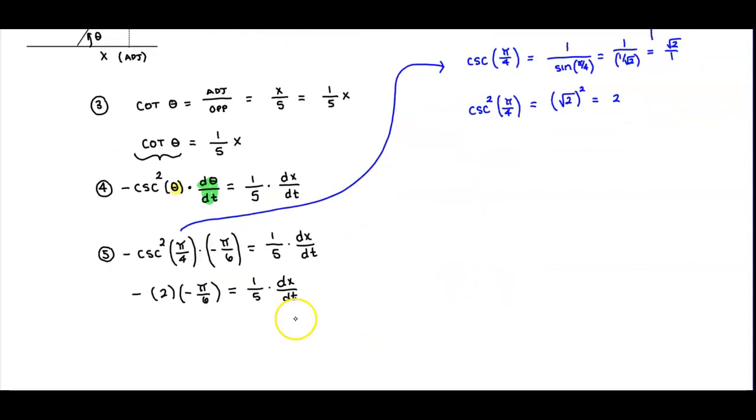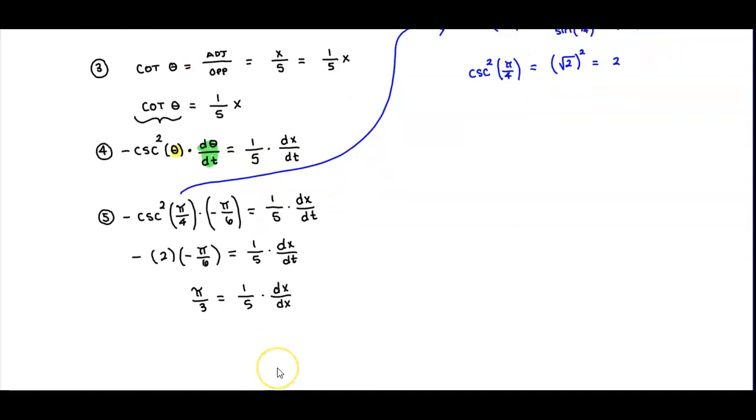The next thing is we're going to multiply that out. A negative times a negative, 2 pi over 6 reduces to pi over 3, which is equal to 1/5 times dx over dt. Now we're going to multiply both sides by 5. So we end up with 5 pi over 3, which is equal to dx over dt.